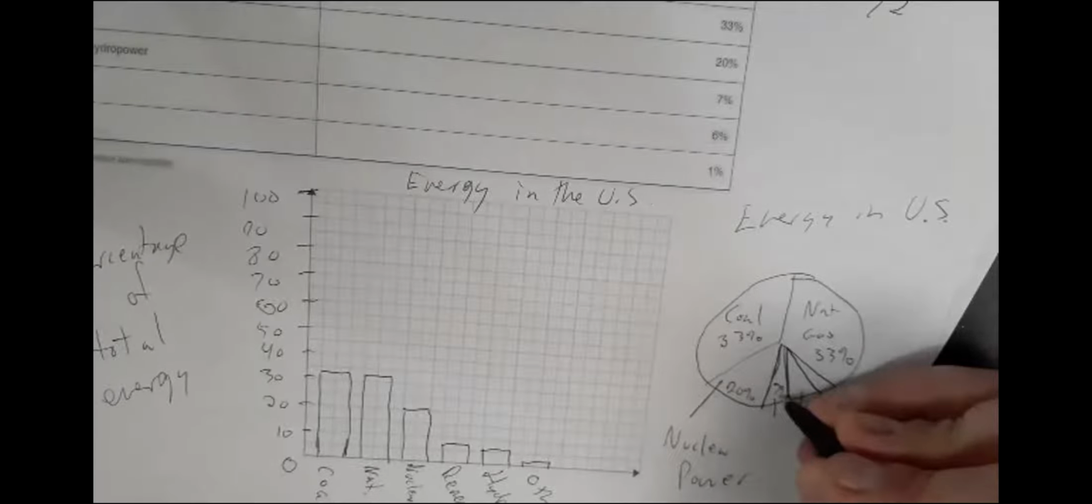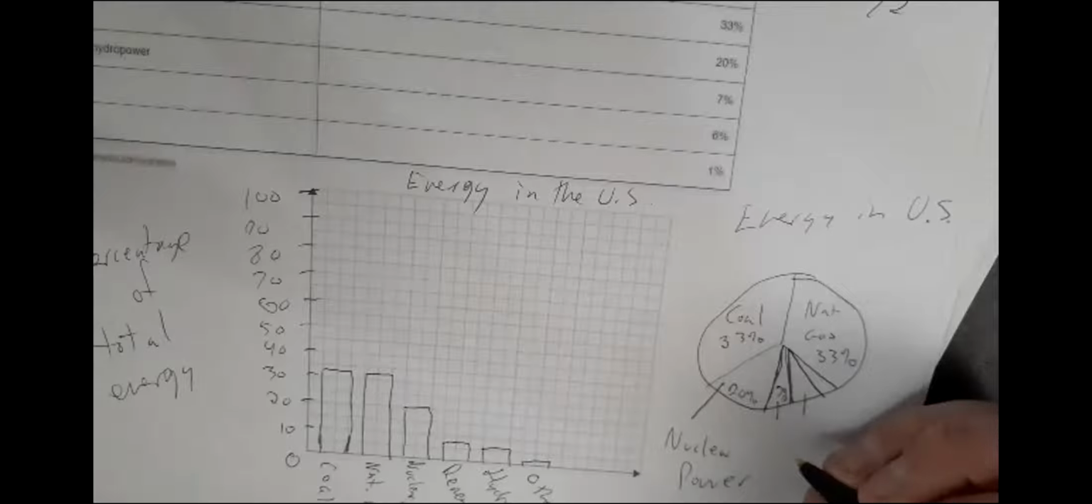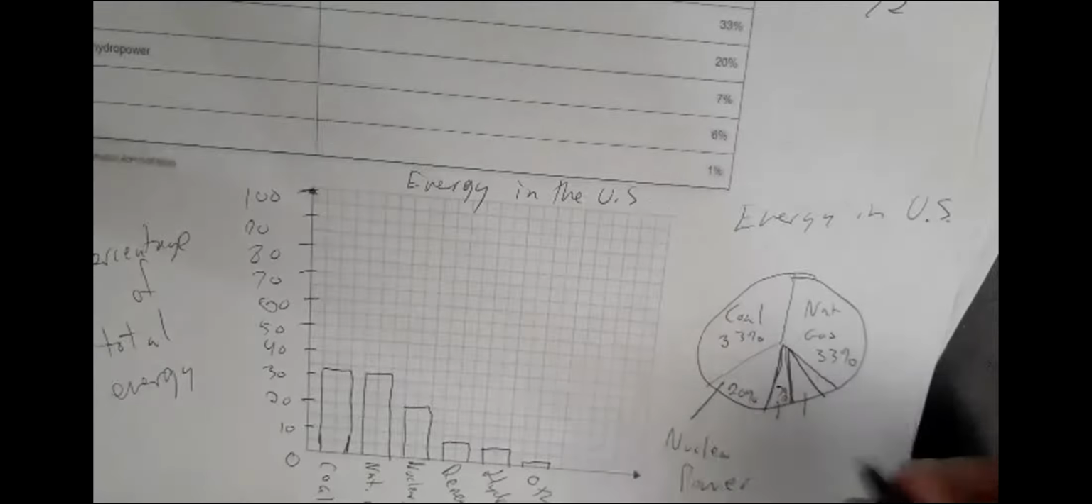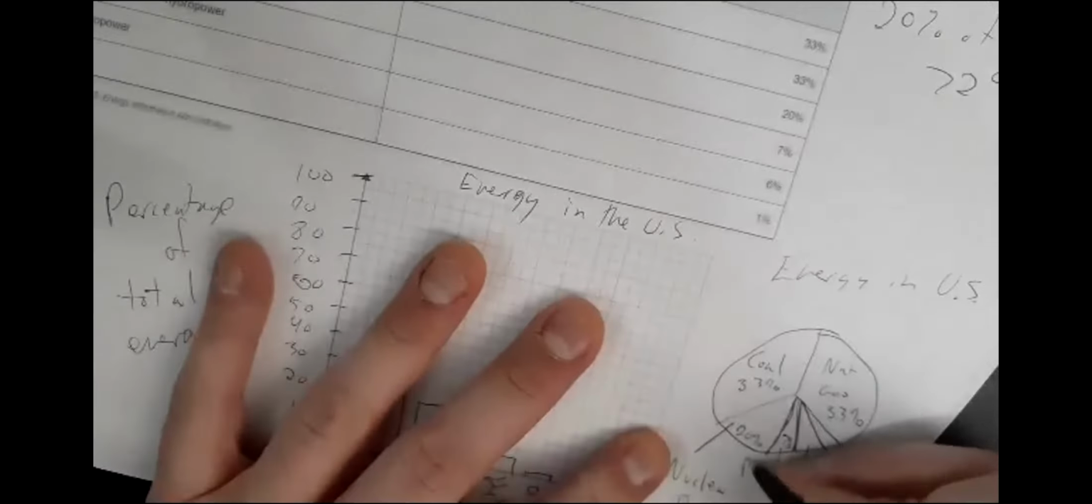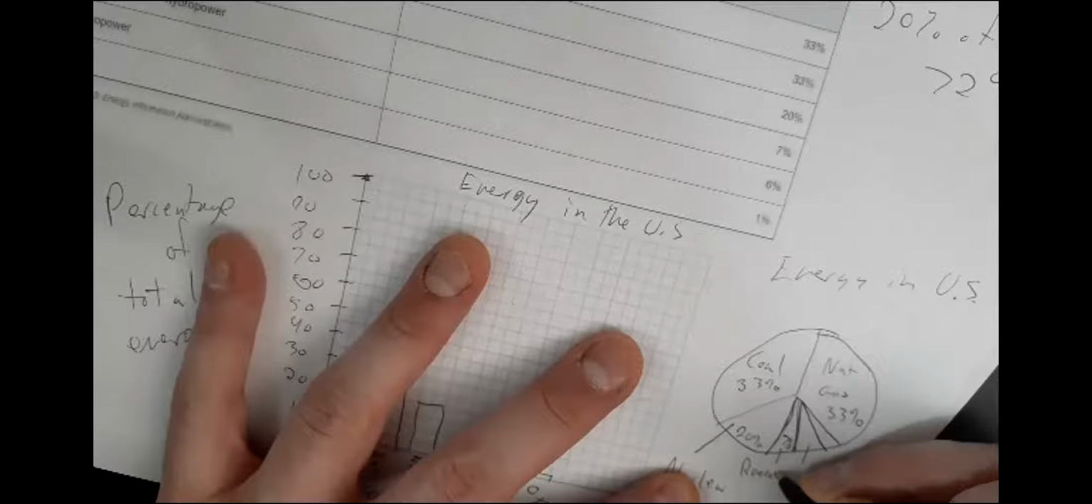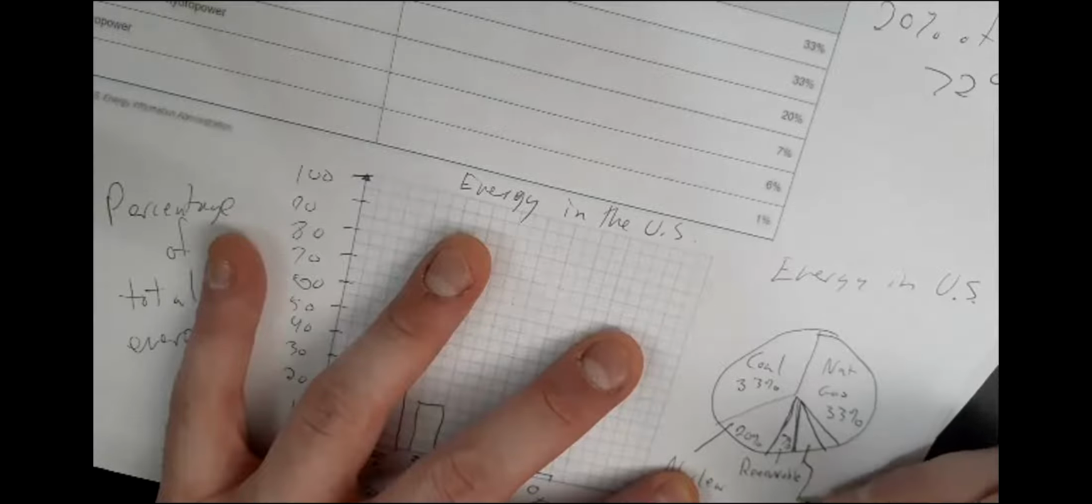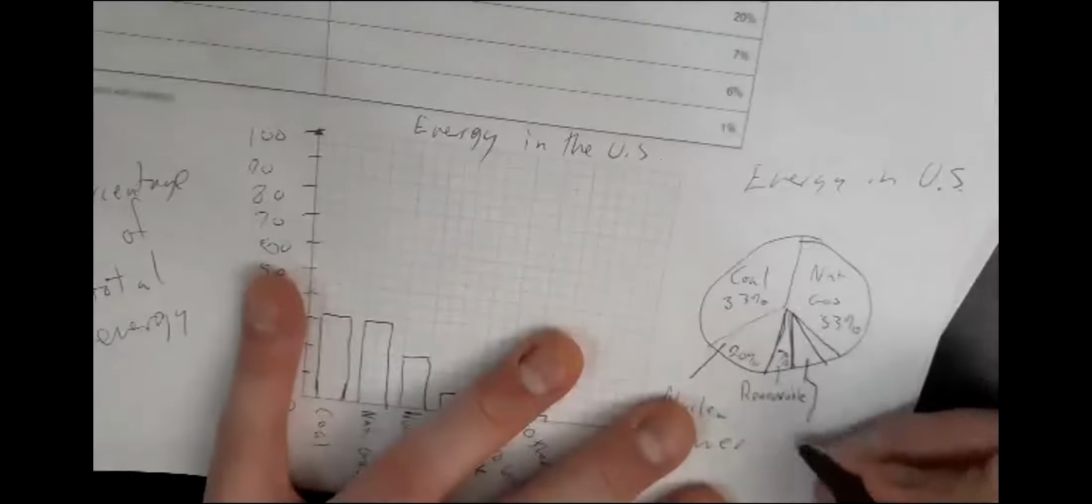All this 7% is renewable. This one right here is hydropower.